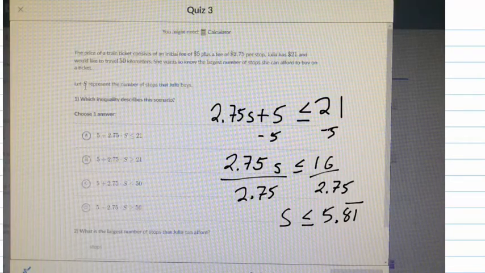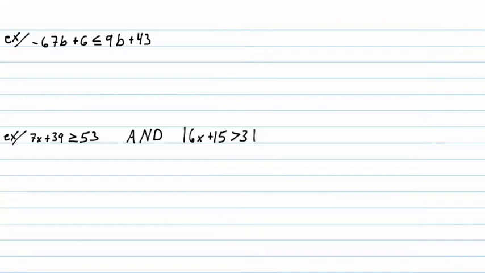So yeah, 5 is less than 5.81, so she can make 5 stops. Although she can afford the 5.81 stops, the 0.81 doesn't make sense. You can't make 0.81 stops. You either stopped or you didn't. So you'll have at least one similar to that on the quiz.